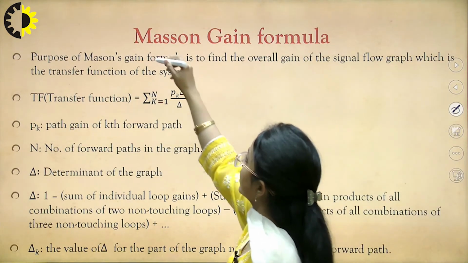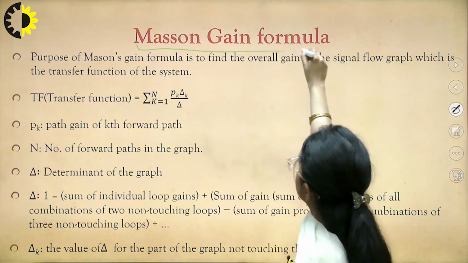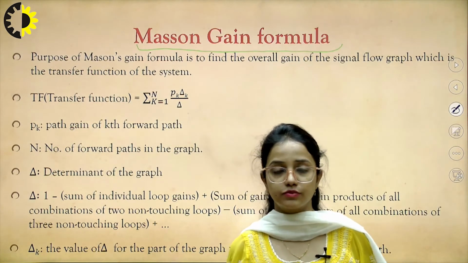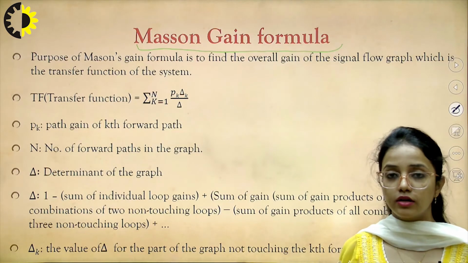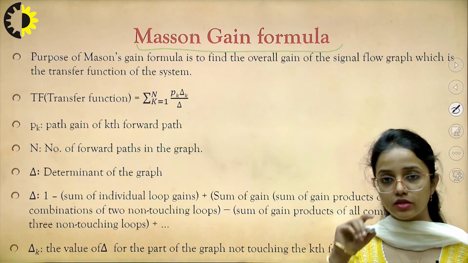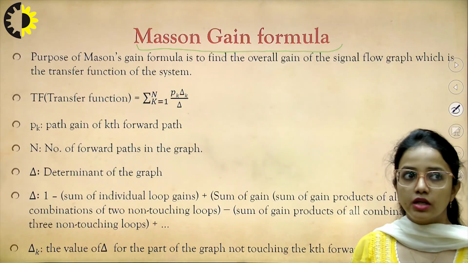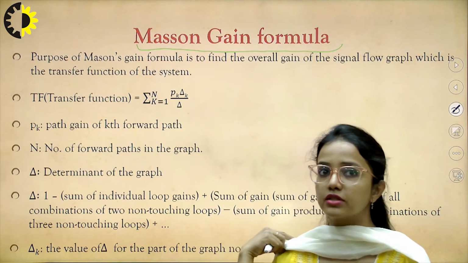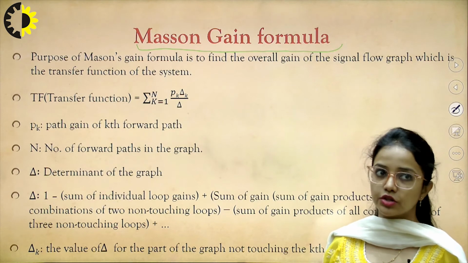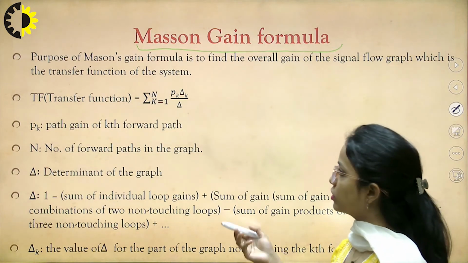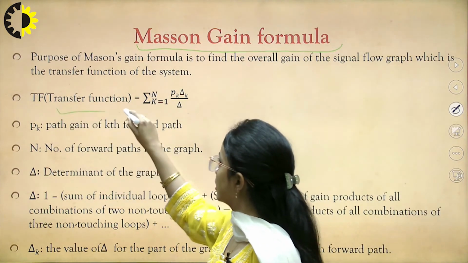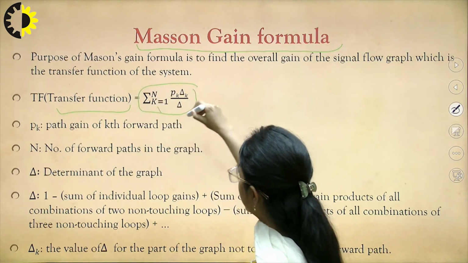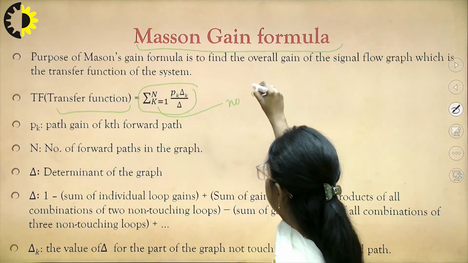In my previous slide I told you there is a formula which will directly give us what is called a transfer function. That formula is called Mason's gain formula. The purpose of Mason's gain formula is to find the overall gain of the signal flow graph, which is the transfer function of the system. So the overall gain is nothing but the transfer function, and here we have this formula where this k value is the number of paths.